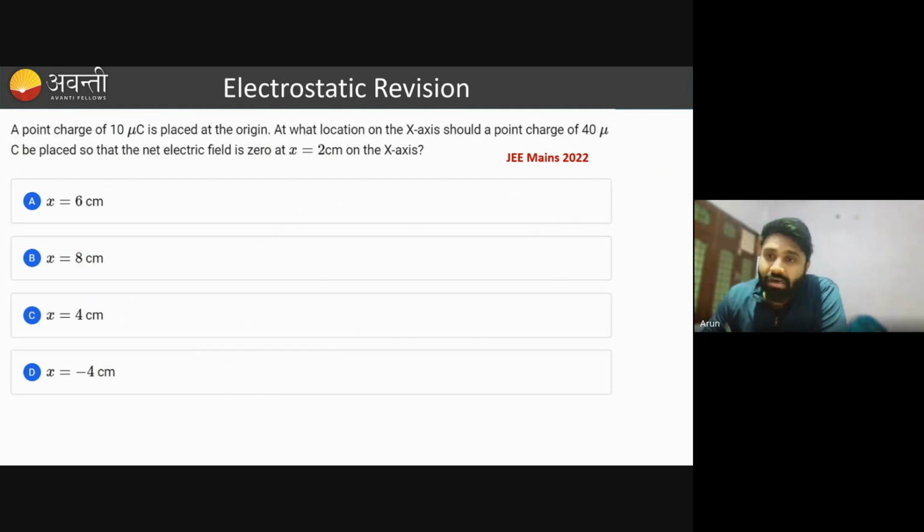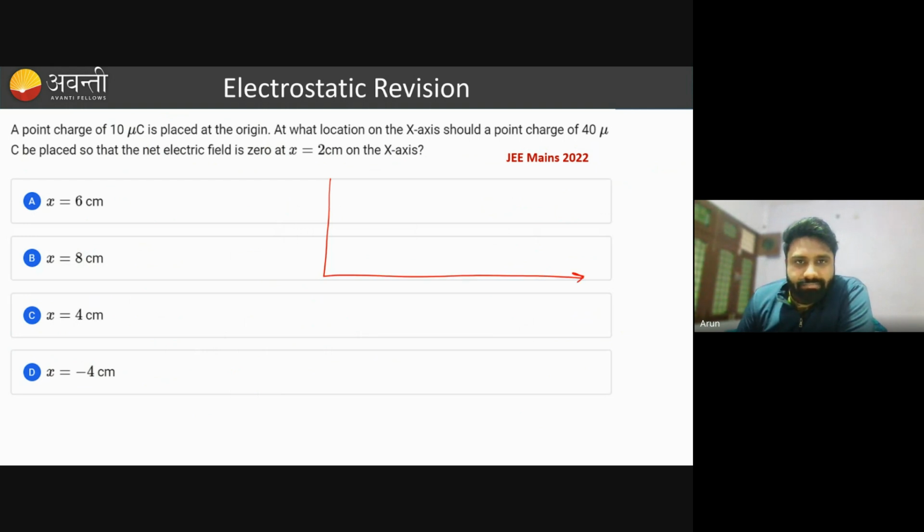This is the most asked question in JEE and NEET. So please focus on this question, and try to learn the concept behind it. So what do we have? We will consider an axis. This is the y-axis, x-axis. So this charge of 10 microcoulomb is placed at the origin.